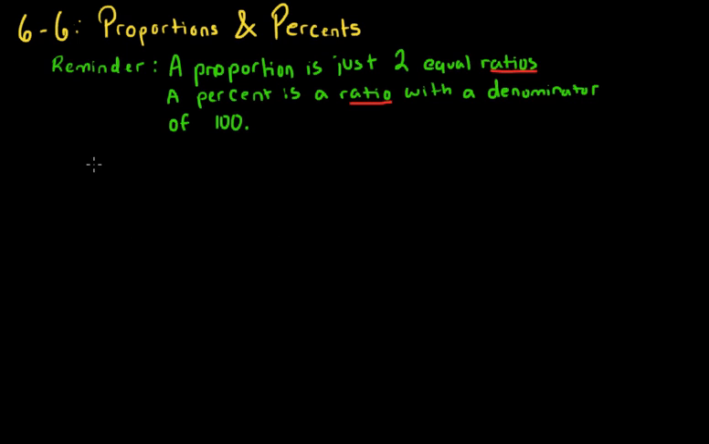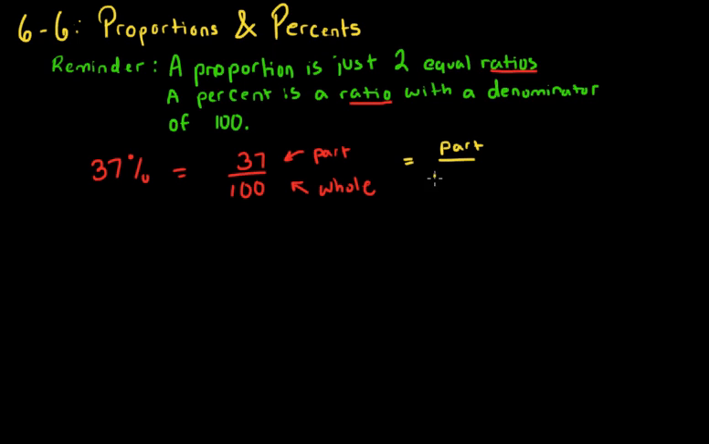Let's say we've got 37%. Well, if I write this as a ratio, that's 37 over 100. Percent means per 100. 37 is the part, where 100 is the whole. Since this is comparing a part to a whole, it makes sense that we could compare it to other numbers that are a part to a whole, or have that kind of relationship, because that's what proportions are. We compare two of the same things. So let's do an example.